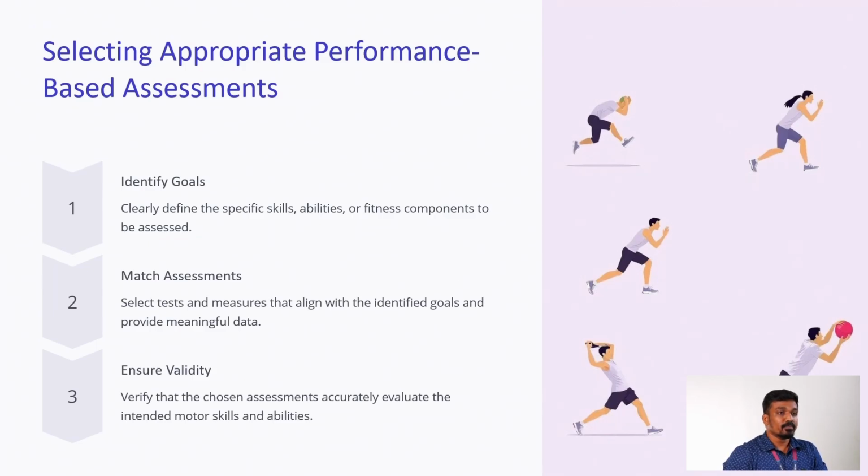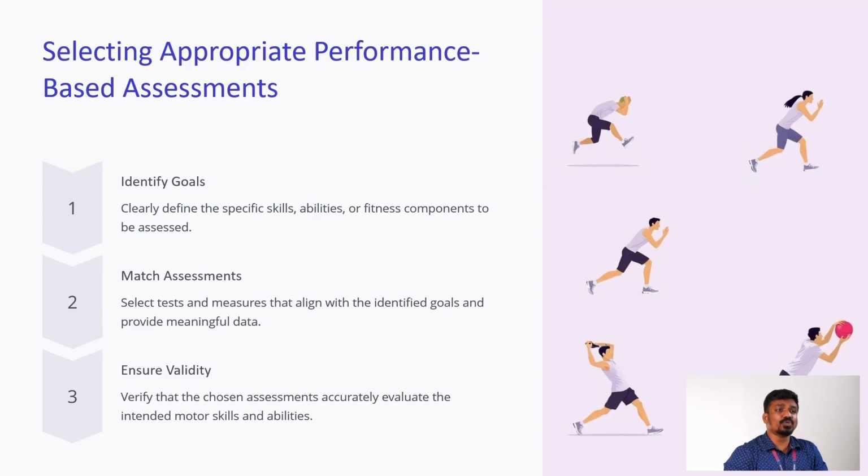Second, matching assessments to the goals. Once the goals are established, choose assessments that align with those objectives. For example, if you're looking to assess an athlete's cardiovascular endurance, a 1 mile run would be more appropriate than a bench press test.